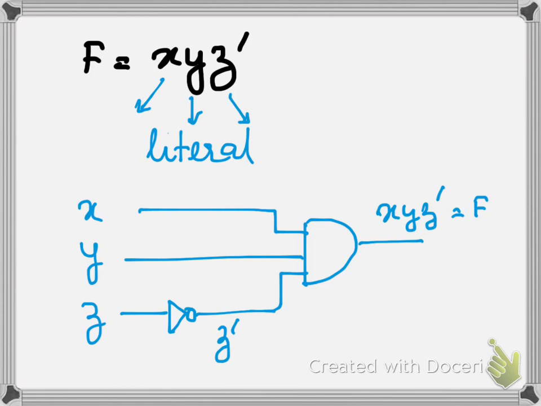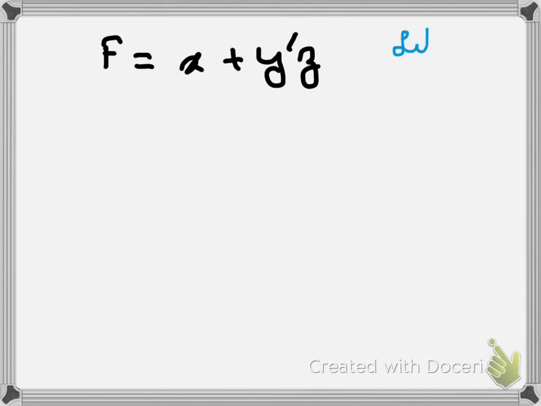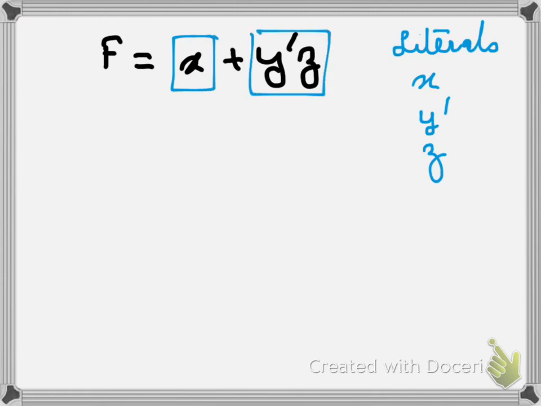So in this way we can represent a Boolean function using logic gates. Now this example function that we saw was a simple single term function. We can have multiple term functions also. Let us take another function, x plus y dash z. So here I have 2 terms. X is a literal. So let me just put down the literals: x, y dash and z. So these are our literals. And each of these is called a term.